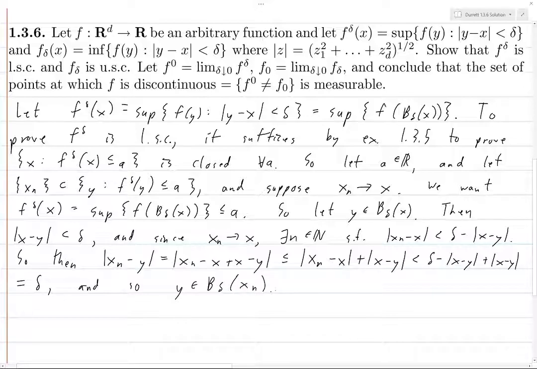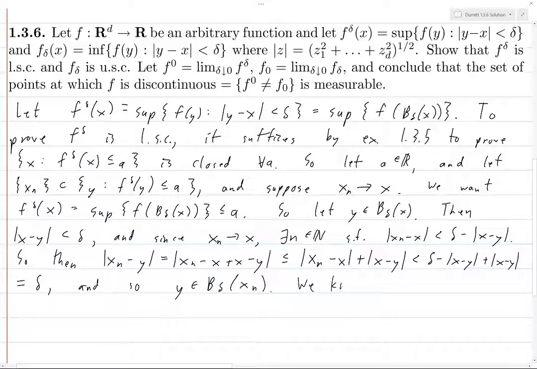If we choose any point in the ball of radius delta centered at x, what we really need is to find some ball of radius delta centered at xn which contains this y. And it should make sense that such a thing exists, because if you look at the balls of radius delta centered at xn, these balls will get closer and closer to overlapping with precisely the ball of radius delta centered at x. So it makes sense that you should be able to choose an n large enough so that this ball will contain y. Okay, so there is some n such that y is in the ball of radius delta centered at xn.